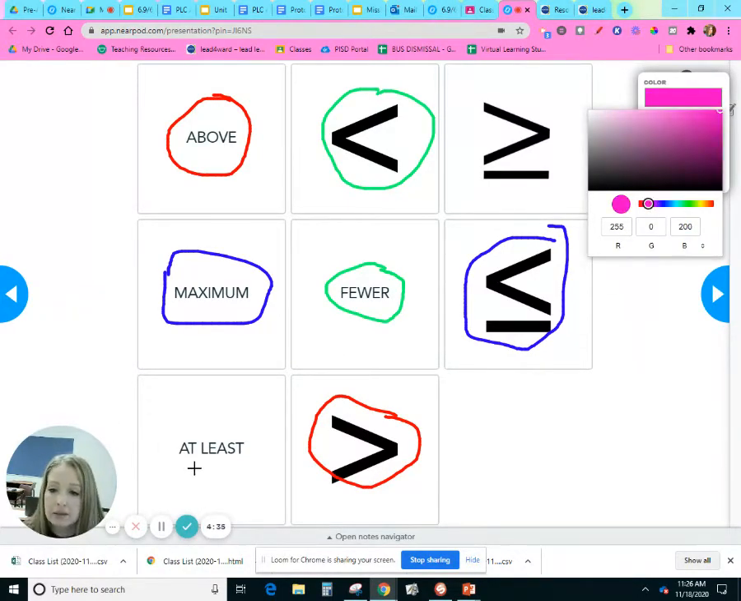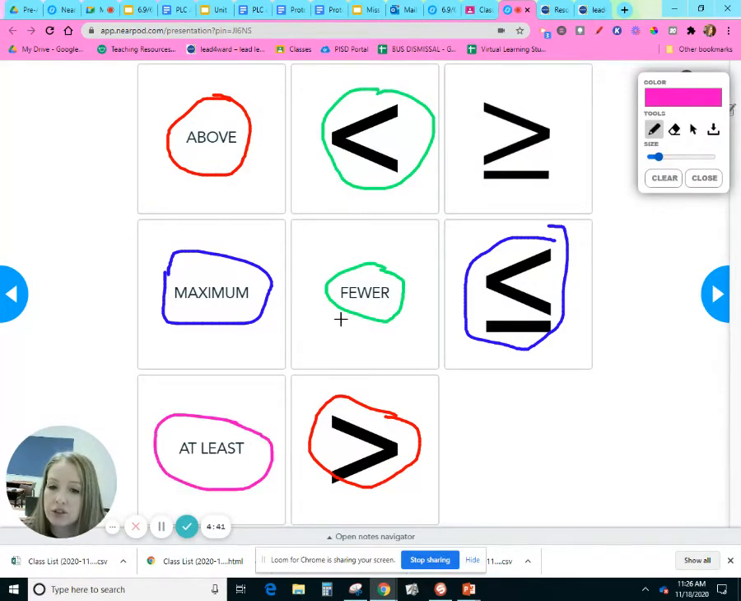And then at least. If the ride at the amusement park says you have to be at least 48 inches tall, they want you to be 48 or more. So you could be greater than 48 or you could be equal to 48. So those are the ones that match each other.